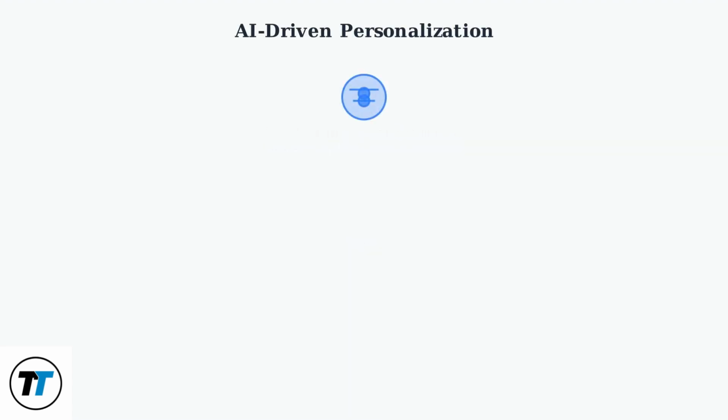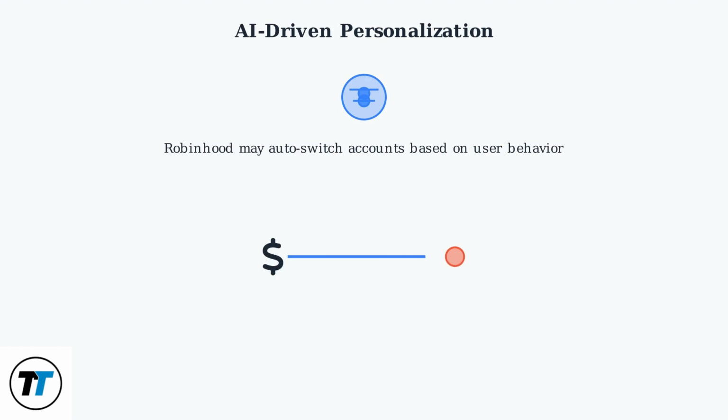Looking ahead, Robinhood is developing AI-driven personalization that could automatically switch user accounts based on their trading behavior. For instance, if a user shows patterns of high-risk trading, the system might suggest or even auto switch to a cash account to reduce potential losses.